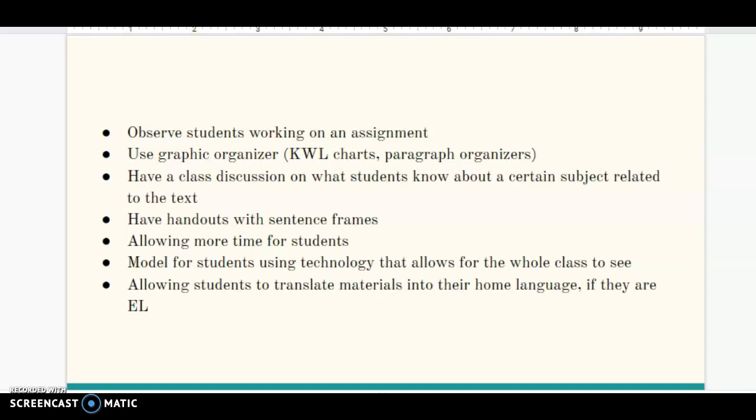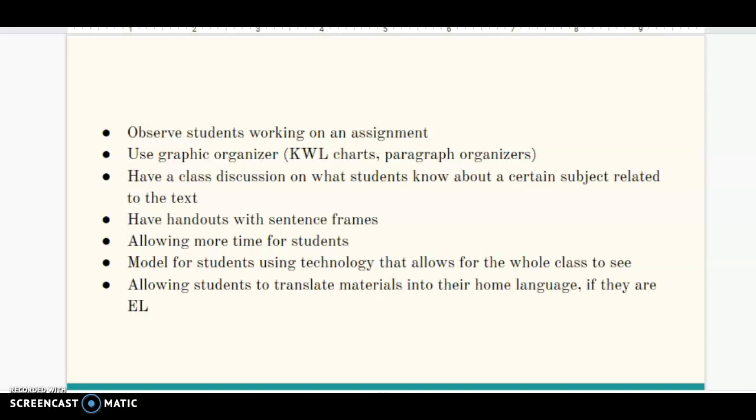Have handouts with sentence frames. I found that to be very helpful as well. So that could be even sentence starters, like "the author states," but also explaining that you want to use more than one, not the same one, because then you are essentially repeating yourself. And then allowing more time for students, which is something that I have to do in my class, considering I have about 16 ELs. So allowing them time to actually process what they should be doing and understand the material.